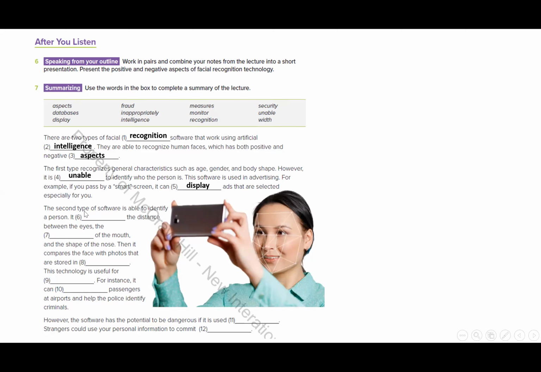The second type of software is able to identify a person. It what? It measures the distance between the eyes.